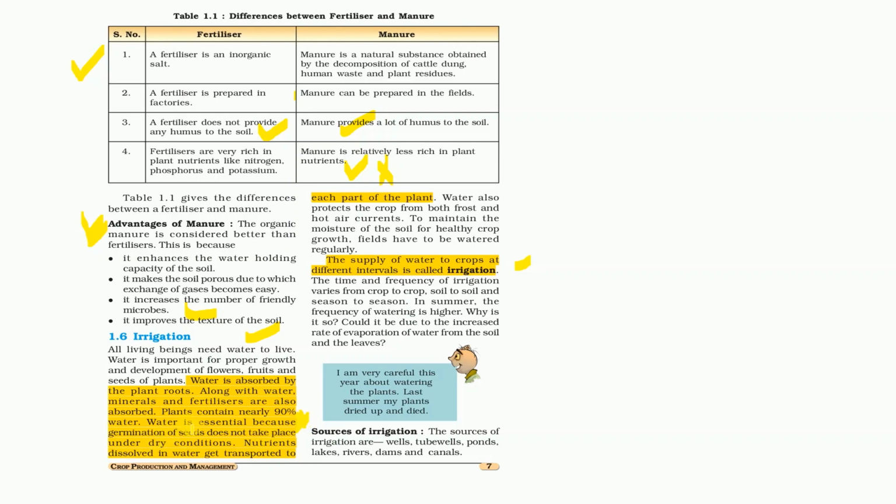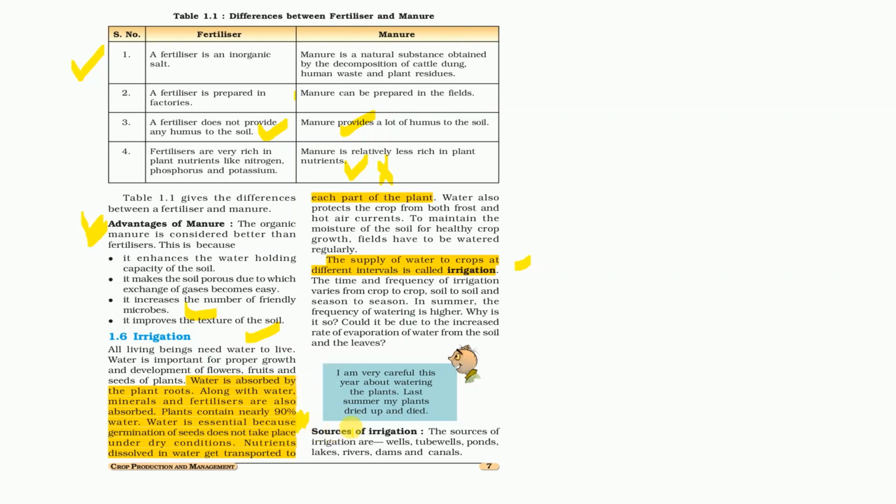Because the water is essential for the germination of the seed after the sowing. Without the moisture, the seeds cannot grow in dry conditions, so they need moisture to grow.